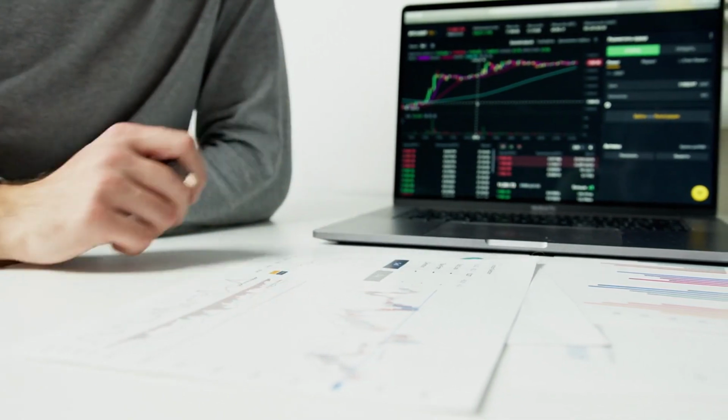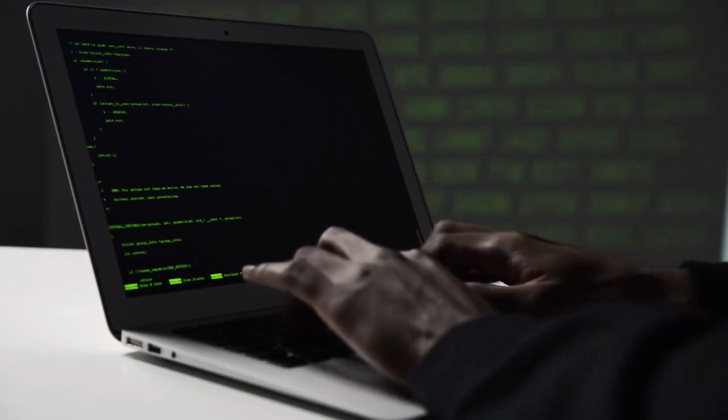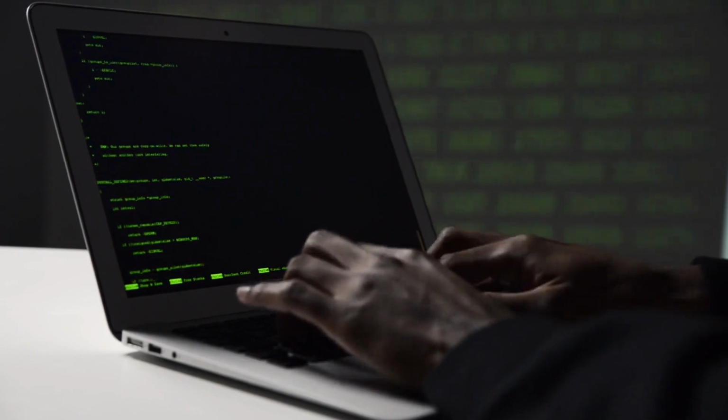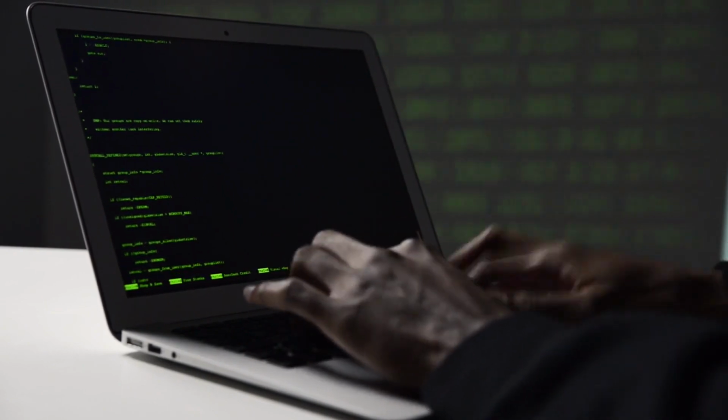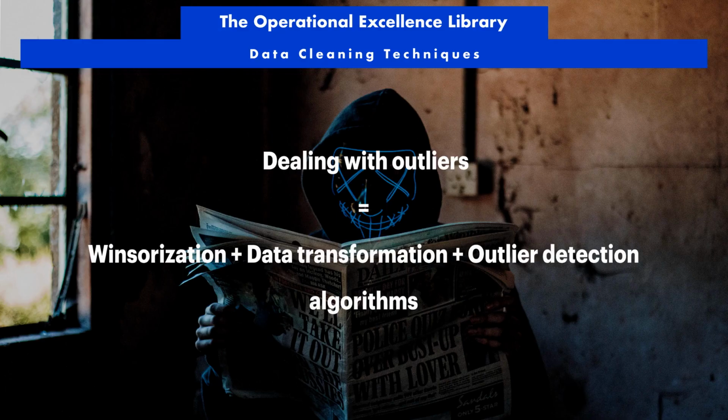9. Data quality metrics. Data quality metrics involve measuring the quality of a dataset. Techniques for data quality metrics include data accuracy, data completeness, and data consistency. Data accuracy ensures that data is correct, while data completeness measures the proportion of missing values.